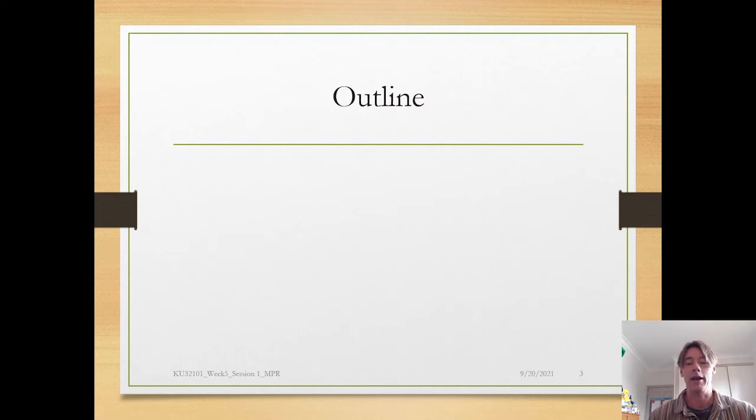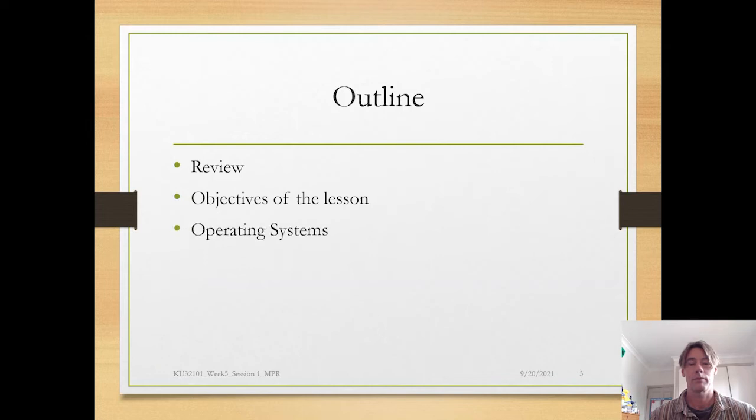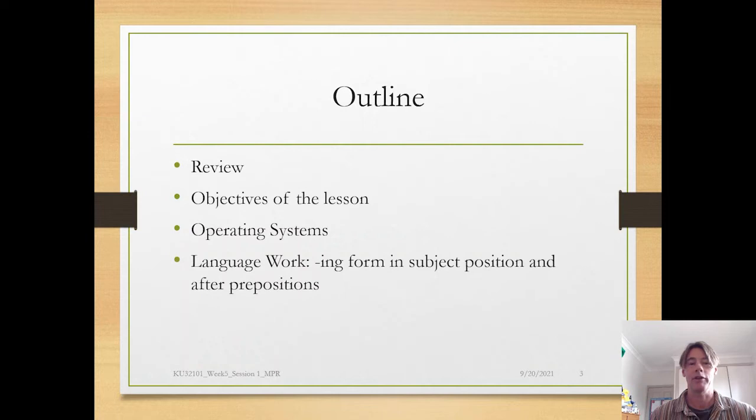We'll start with a quick outline of what will happen in this video. First, we will review the material from the last week, looking at complex instructions. Next, we will cover the objectives of the lesson. Then we will look at the readings on operating systems, and then finish with our grammar work, which looks at adding the ing form to the subject position and after prepositions. And then we'll have time for practice and go through the work that you've done.